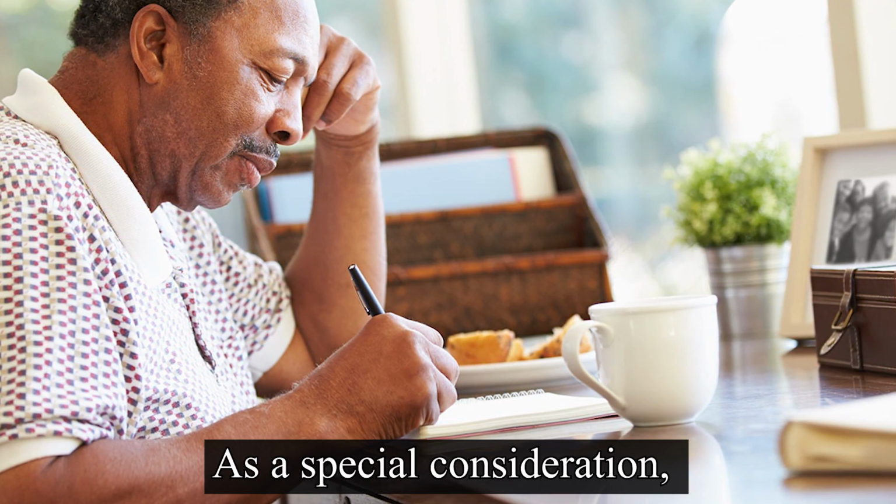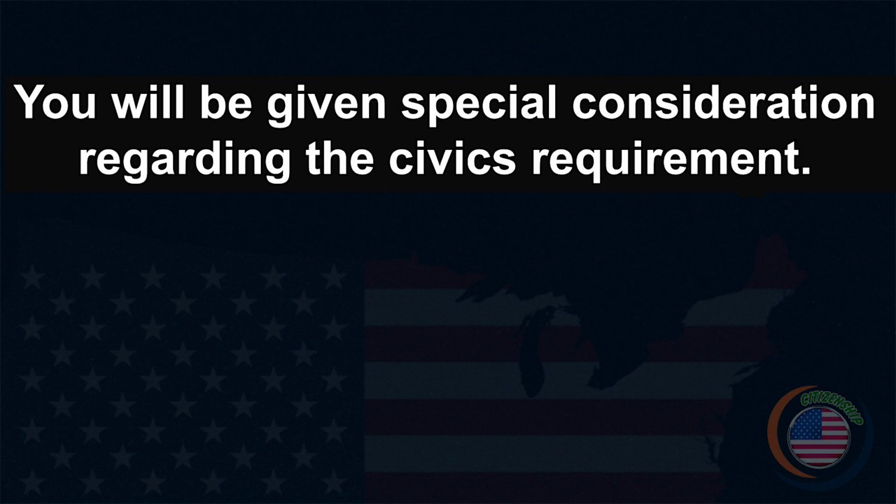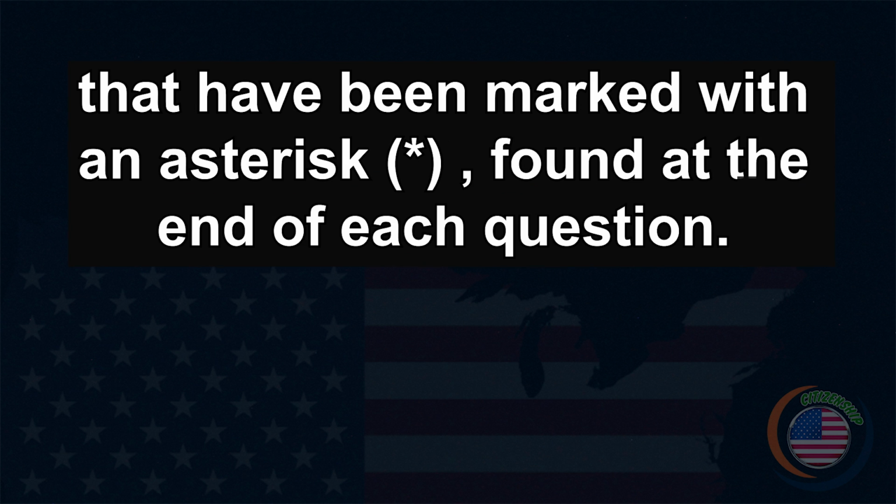As a special consideration, if you are age 65 or older and have been a permanent resident for at least 20 years at the time of filing for naturalization, you will be given special consideration regarding the civics requirement. You can just study the 20 questions out of the 100 civics questions that have been marked with an asterisk found at the end of each question.